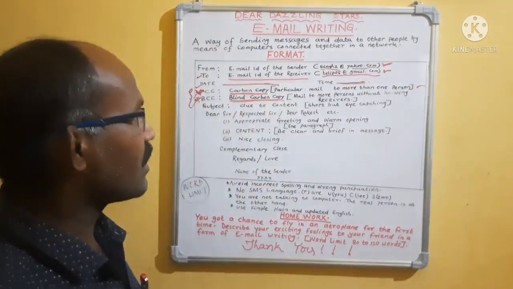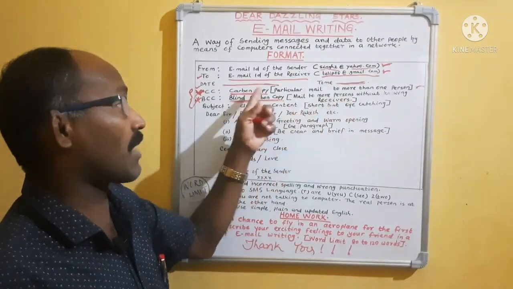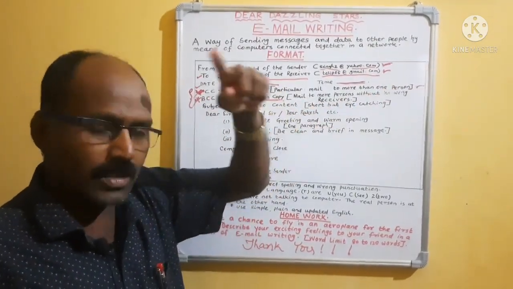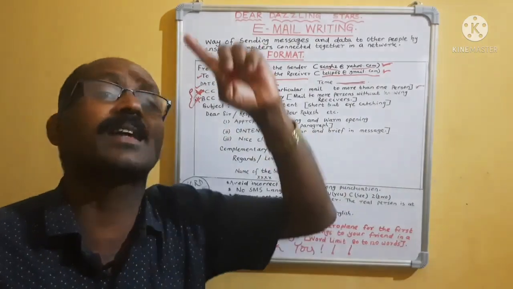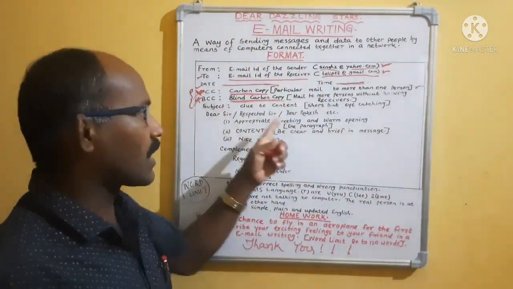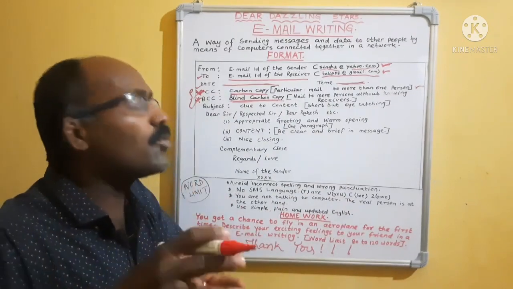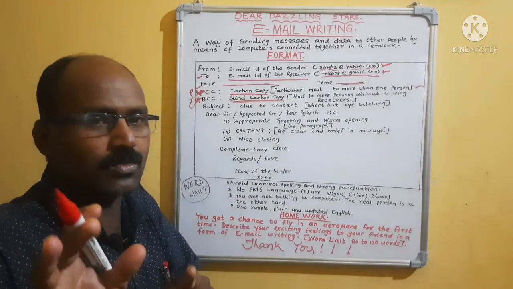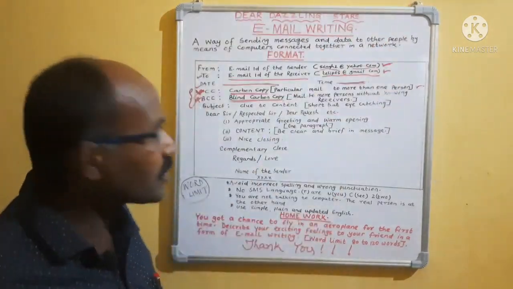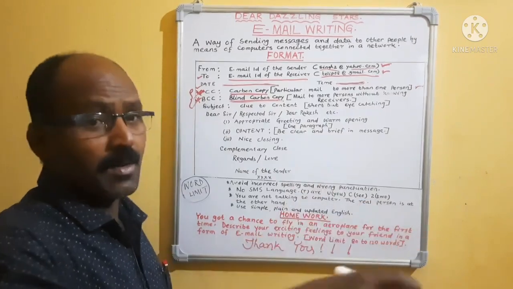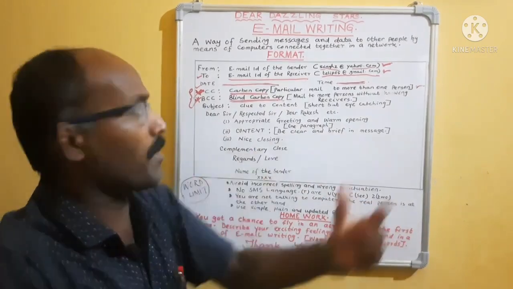Clear? Mail to more persons. Here is the difference. Carbon copy means mail to more than one person, and their email IDs are known to you. But blind carbon copy means more than one person, but whose ID is not known to you, and your intention is not to send to him. Your intention is not to send to him, but you want more people to know.